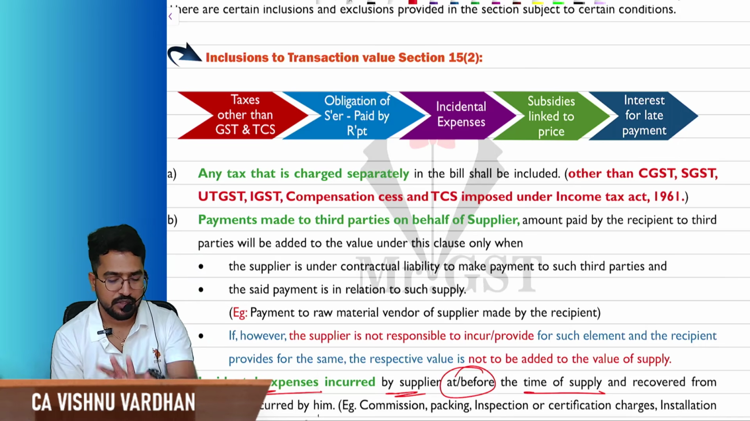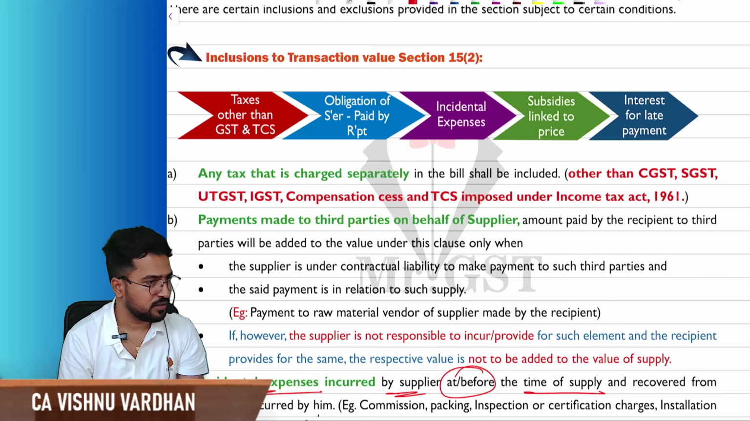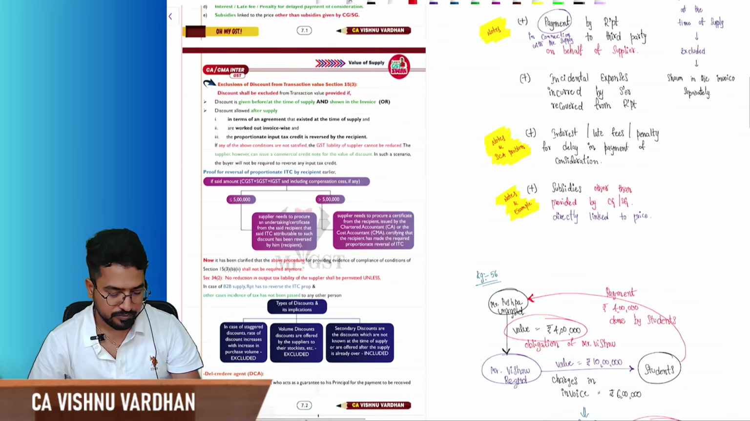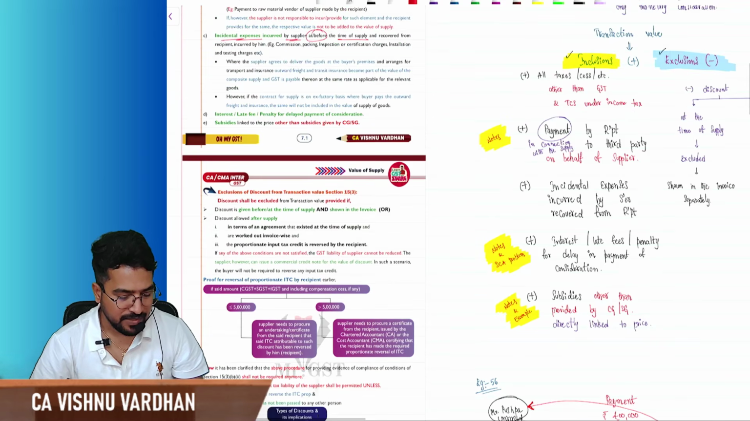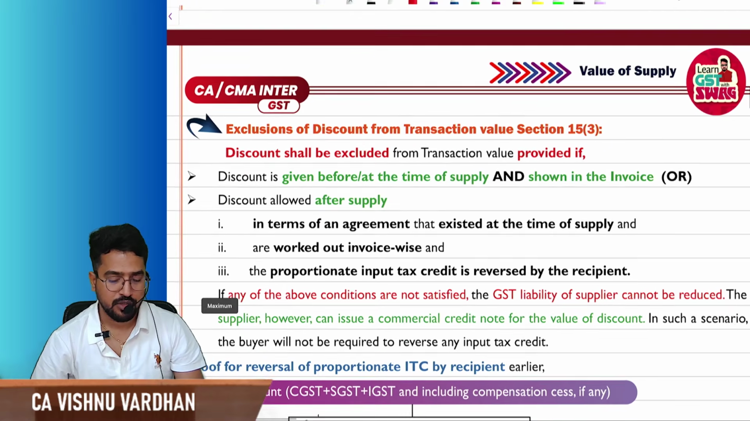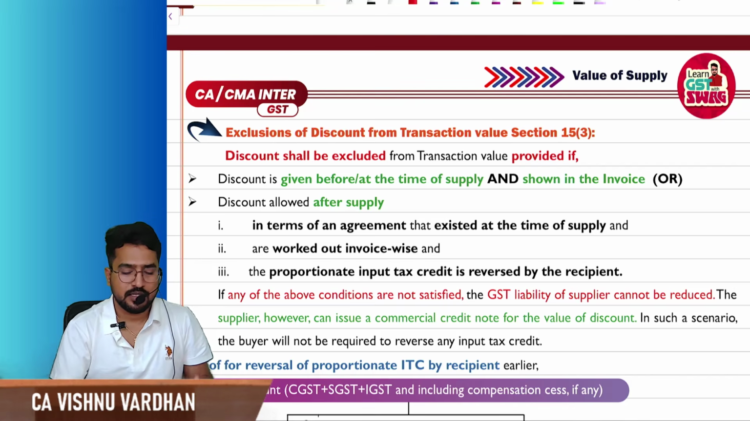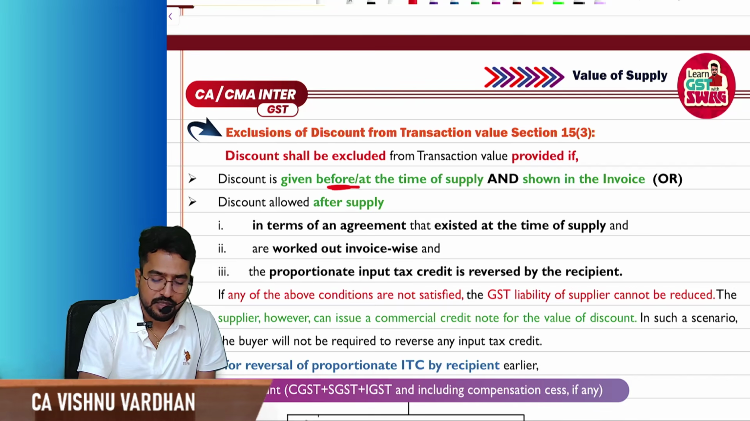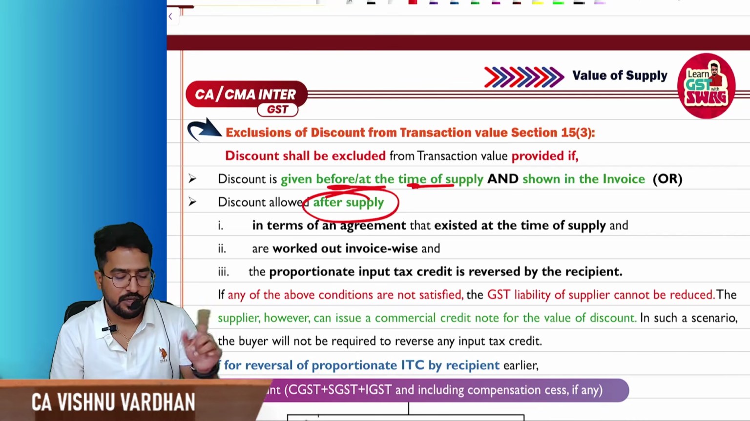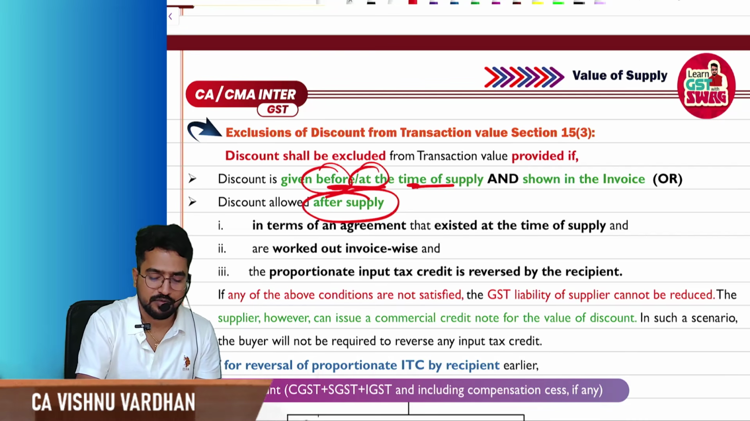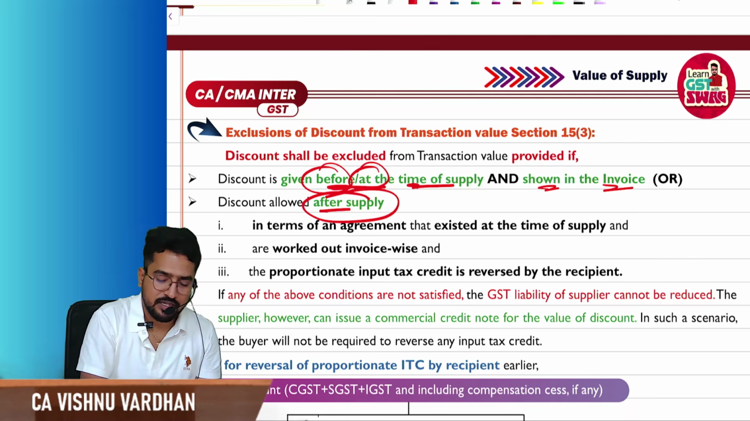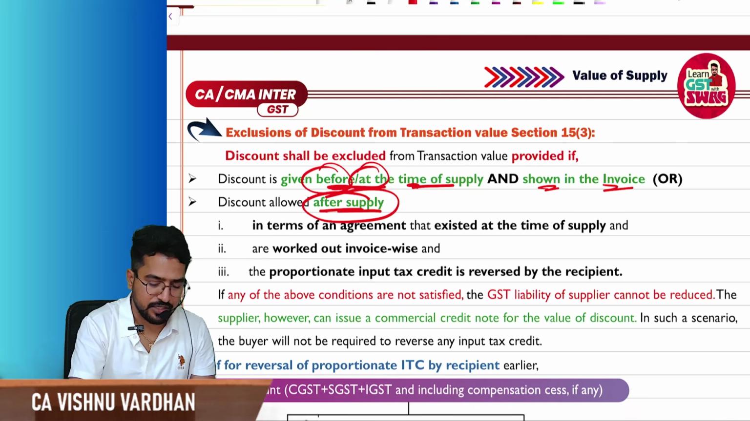Will we continue? These are the 5 inclusions. Right? Last one. What is the last one? Exclusion. Exclusion is what? Discount. When discount is given, there are two situations, sir. Given before or at the time of supply, or after the supply. If it is given before or at the time of supply, sir, if you show that separately in the invoice, sufficient. But if it is given after the supply, you have to follow 3 conditions.